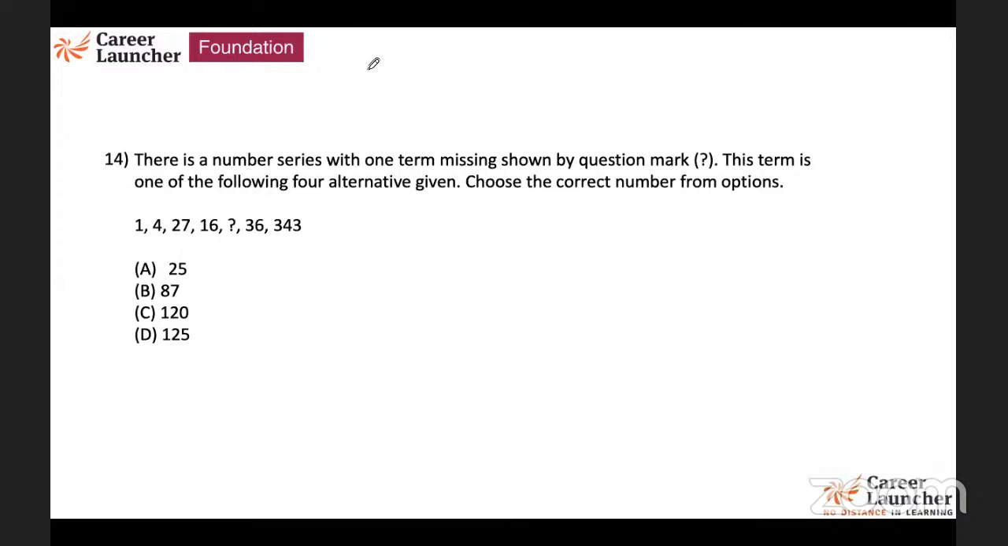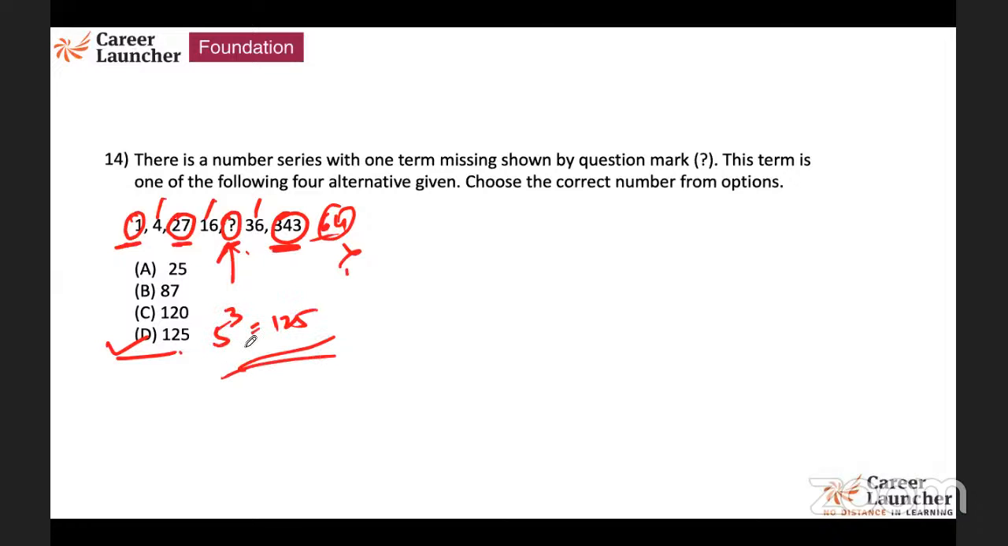Stopping sharing on this. Yes, you can clearly look at it. This is 1 cube, 3 cube, 5 cube, 7 cube. Therefore, the answer has to be D. This is 2 square, 4 square, 6 square. Of course, the next one would have been 8 square and therefore 64, but that's not what is asked. What you're asked is this question mark here. So this is 1 cube, 3 cube, dash cube, and 7 cube. Hence, it has to be 5 cube, 125. So the answer is clearly choice D for this.